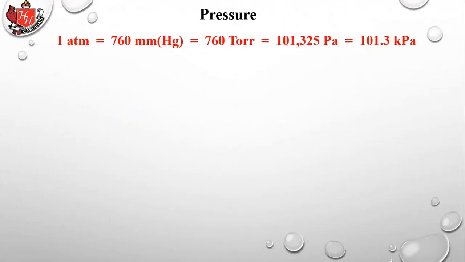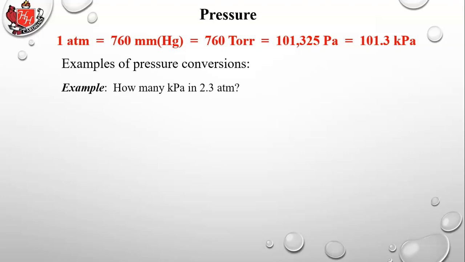So we'll do a couple of quick example problems. Examples of pressure conversions. How many kilopascal in 2.3 atmosphere? What you simply do is isolate the 1 atmosphere equals 101.3 kilopascal. You just pull those two out and make an equivalency, and then you can create a conversion factor. You need atmosphere to cancel out like that, and kilopascal to appear in the final answer. So there's 101.3 kilopascal for every 1 atmosphere, and that would give you 233 kilopascal.